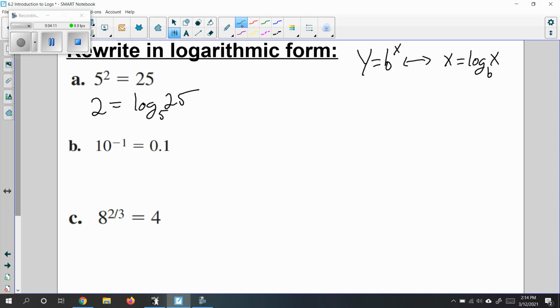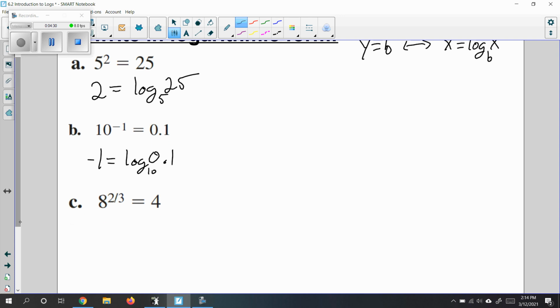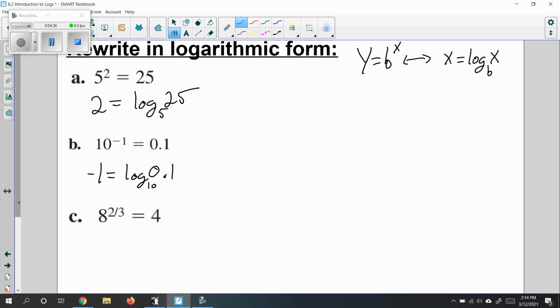Now let's look at this other one. 10 to the power negative 1 is 0.1. So I can write this as negative 1 equals log base 10 of 0.1. Here we have 8 to the power 2/3 equals 4. So 2/3 equals log base 8 of 4.